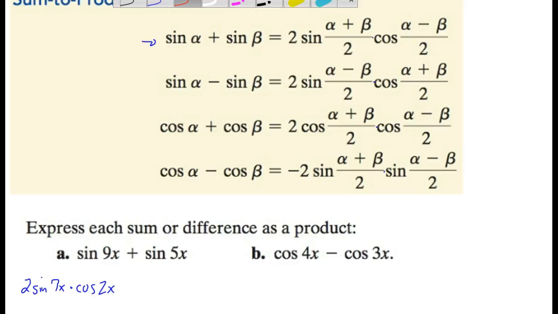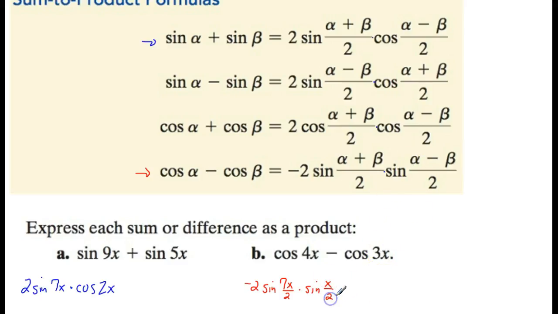All right, for part B, let me switch again. I've got a cosine minus a cosine, that's this one right here. And I'm going to get negative 2 times the sine of alpha plus beta over 2. So adding these together, I'll get 4 plus 3 is 7x. And then 7 divided by 2, I can leave it as 7/2 or write it 7x over 2. All right, and then times another sine, and this time the difference between the two. So alpha is 4x minus 3x is 1x.